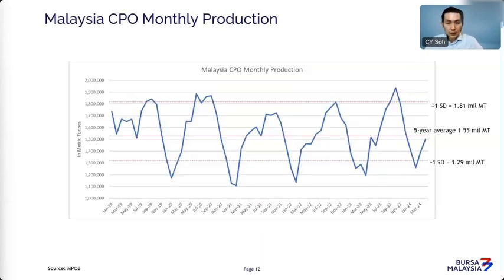Now let's have a look at Malaysia's crude palm oil monthly production first. On the far right-hand side, based on the recent production data published by MPOB on the 10th of May, the crude palm oil monthly production is around 1.5 million metric tons. So it's actually quite near to the 5-year average.